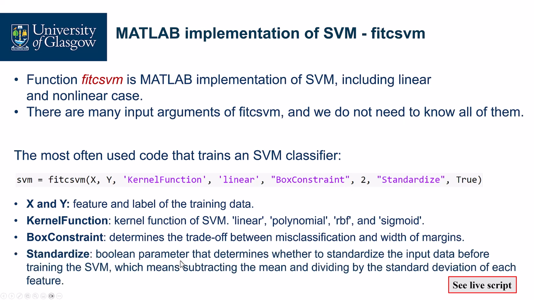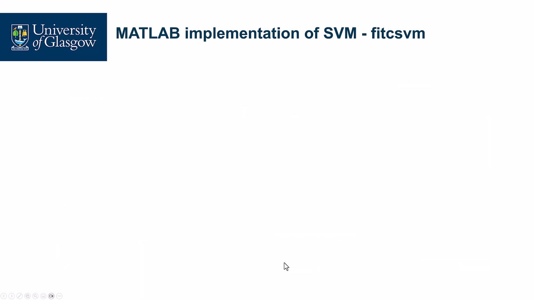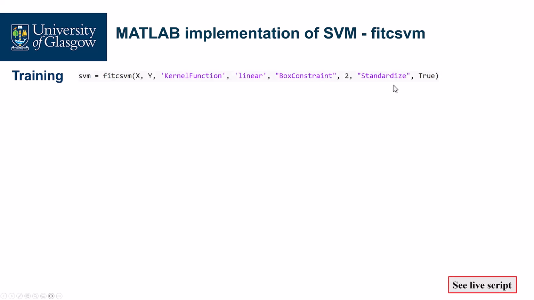Standardize, I think you also remember this. We have discussed it in the data preparation course, right? In that week, we normalized the data, or standardized the data to make it Gaussian distributed. So we can see the standardization, right? Then we will do the training of the SVM. We call this function, including all the inputs. Here I use a linear kernel, the box constraint C value is set to 2, and I do the standardization.